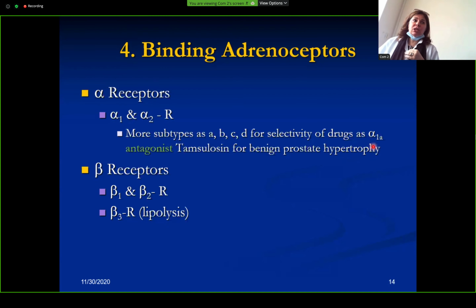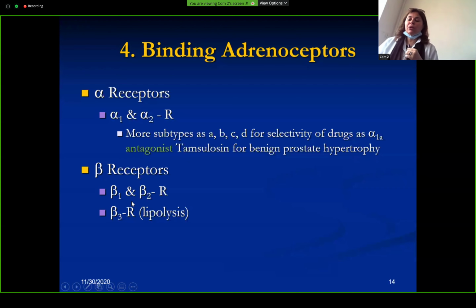This is one of the medications, I will put it in red. Usually I put all the medications for you, but this one, remember it, it's recorded. Tamsulosin, we use it for benign prostate hypertrophy. This is one of the medications. I'll not go into how it acts. You will hear about it, but it's an important medication and it's alpha 1A.